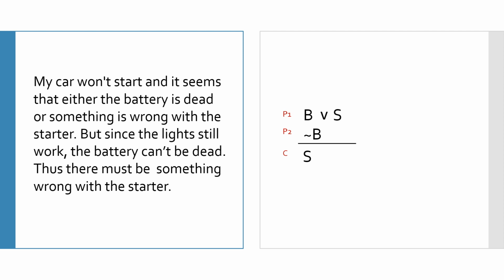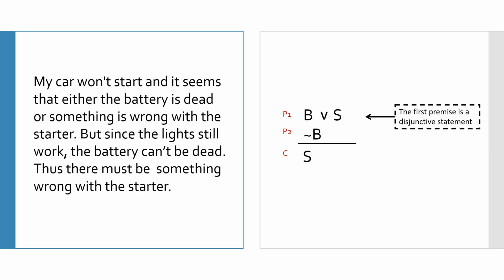The second premise says the battery can't be dead. And of course, that would follow if the lights still work in your car because you have power. And notice, if it's not the battery, and the only two options in terms of explaining what is wrong with your car is that it is a dead battery or a broken starter, then of course the conclusion is going to be that the starter must be broken.